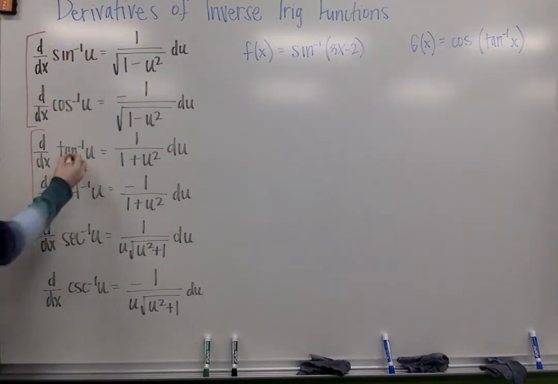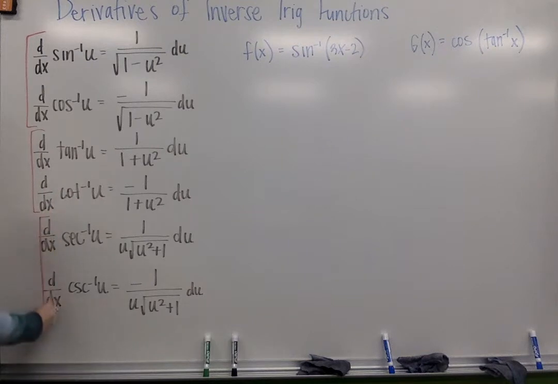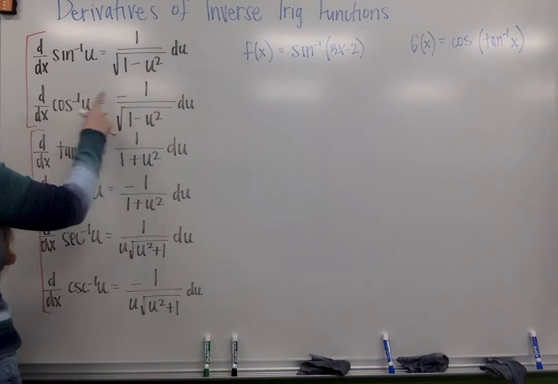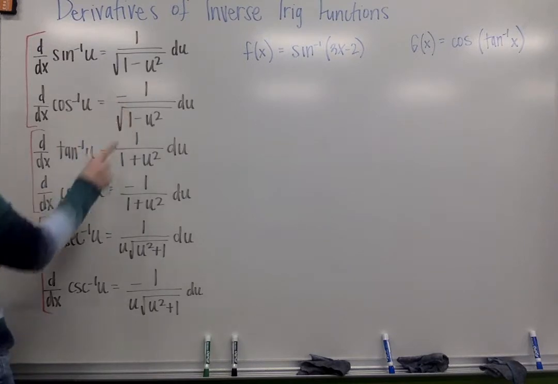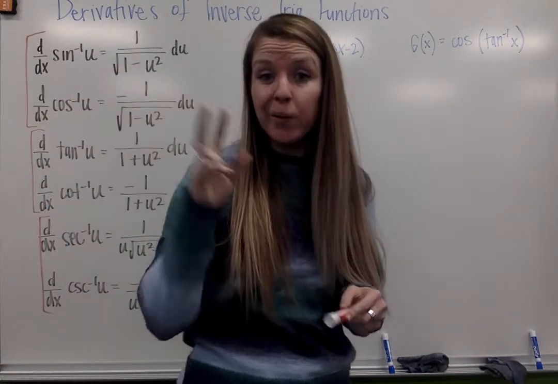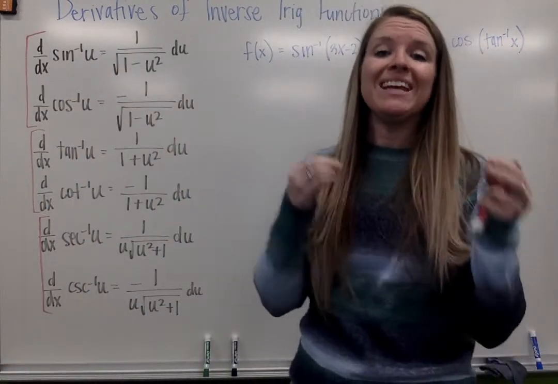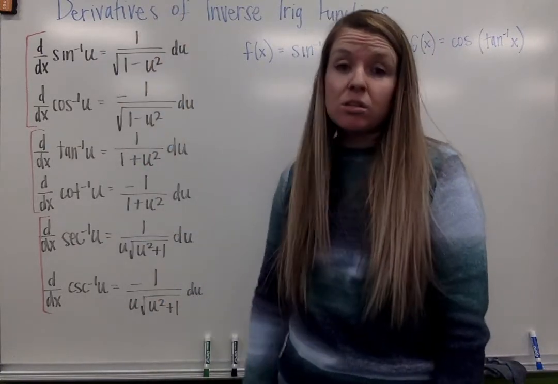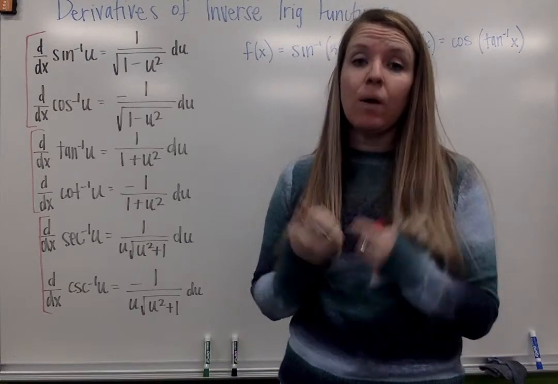The cool thing is, yes, there are 6, but if you group them like this: sine and cosine, tangent and cotangent, secant and cosecant. If you notice, they're the exact same function, but cosine is negative, cotangent is negative, and cosecant is negative. So our co-trig functions have negative derivatives. So we're just going to use those, and we're going to apply them like we know any other derivative.